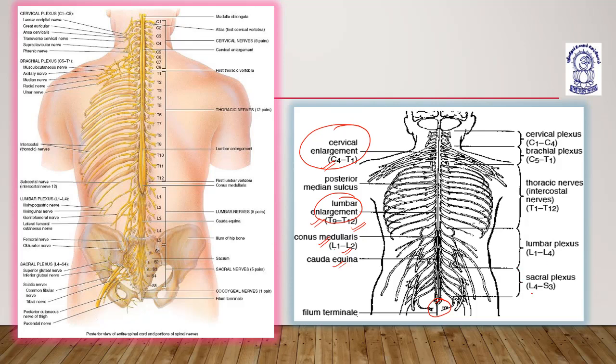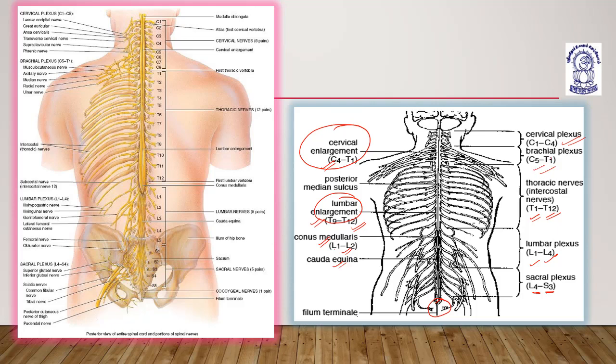This is the sacral plexus from L4 to S3, fourth lumbar vertebrae to third sacral vertebrae. Lumbar plexus is from L1 to L4, and beyond L4, from L4 to S3, is the sacral plexus. Thoracic nerves, or intercostal nerves, supply from T1 to T12, and cervical plexus is from C1 to C4, and brachial plexus from C5 to T1.